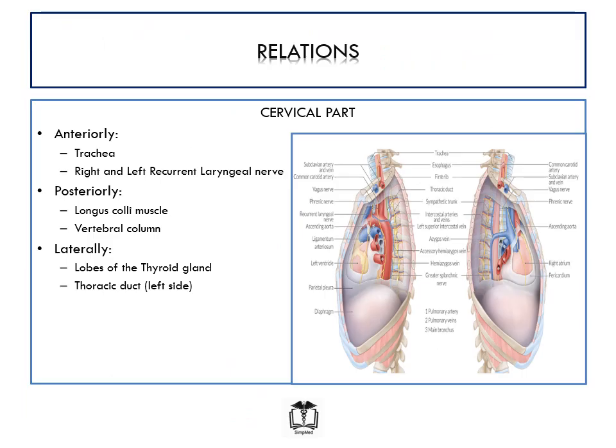Let's quickly talk about some of the relations of the esophagus. We'll talk about the relations pertaining to the cervical part and the thoracic part of the esophagus. On the cervical part, anteriorly we have the trachea and the right and left recurrent laryngeal nerves related to the esophagus. Posteriorly, we have the longus colli muscle and the vertebral column, usually the cervical vertebrae, bordering the esophagus posteriorly. And then laterally, we have the lobes of the thyroid gland, and the thoracic duct on the left side, flanking the esophagus.